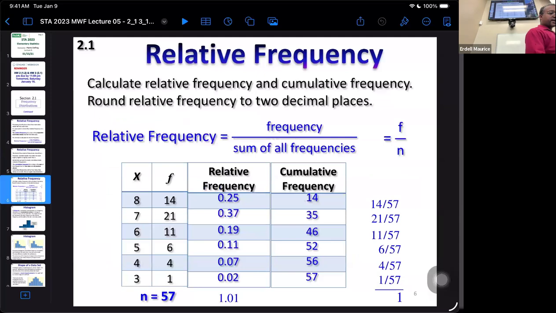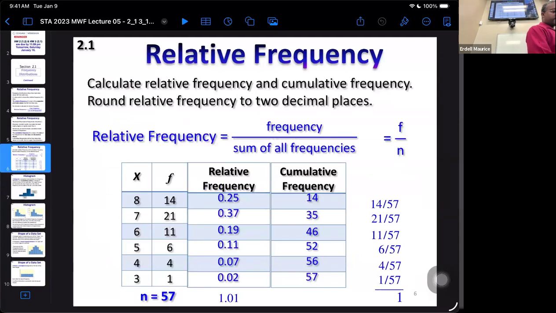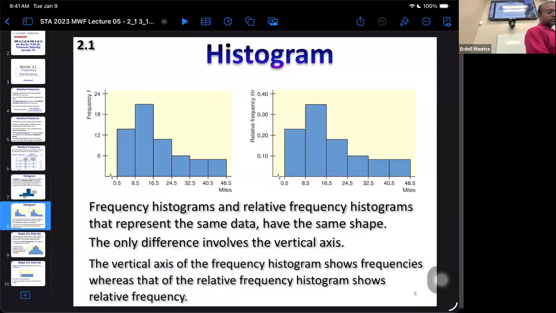Actually, let me skip ahead and come back. So, where's my relative frequency table? This right here is a classic example. Over here, we have a regular frequency table, and then over here you have your relative frequency table.